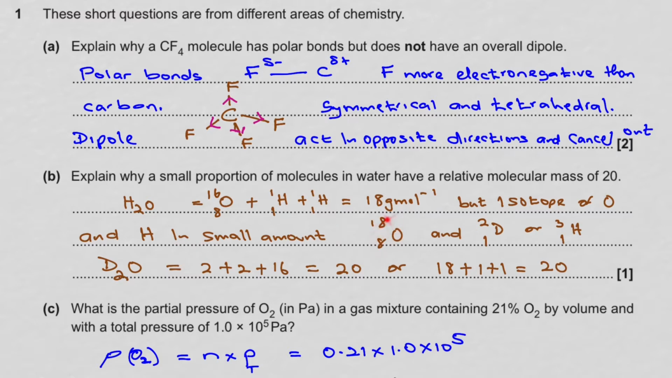Oxygen can be 18 rather than 16. And hydrogen can be 2, that's deuterium, and 3. These are the isotopes of hydrogen. So you could have D2O, deuterium oxide, that's another water. That would be 2 plus 2, that's 4, plus 16, that's 20. Or you could have the oxygen isotope, which is 18. So 18 plus 1 plus 1, that would be H2O, and that gives 20.